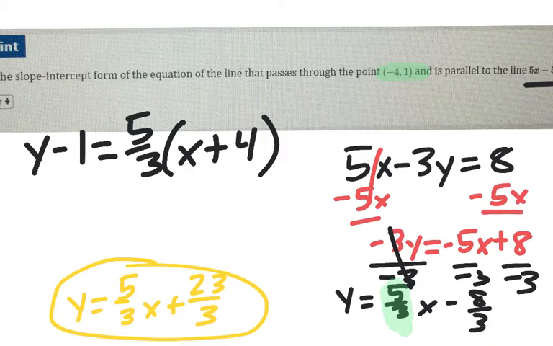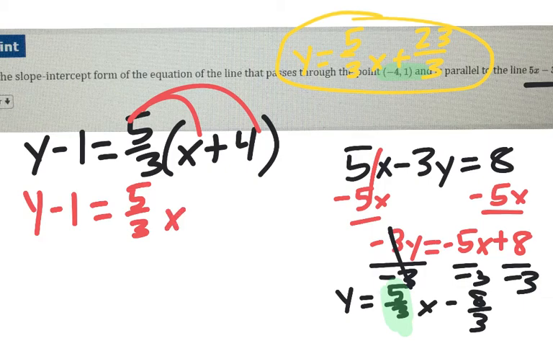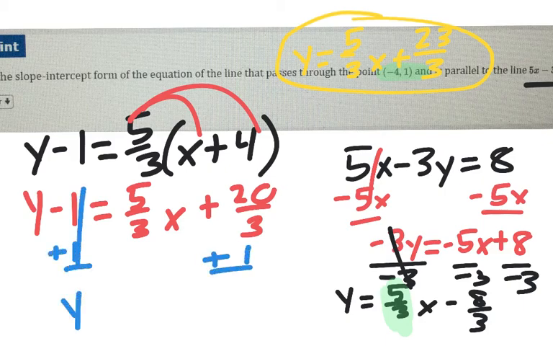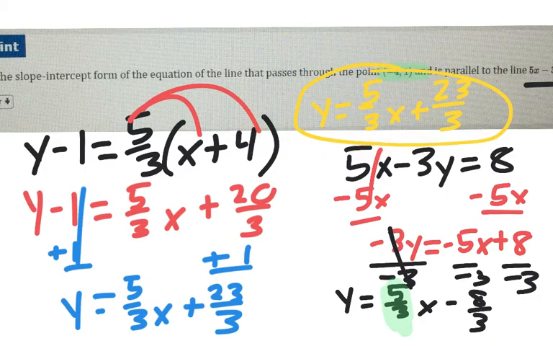Then we distribute. So that's going to give me y minus 1 equals 5/3 x. Then 5/3 times 4 is going to be 20/3. And I need to add 1 to both sides. So that's y equals 5/3 x plus 23/3. Which is what Joe said.